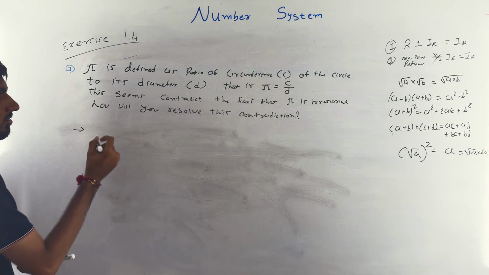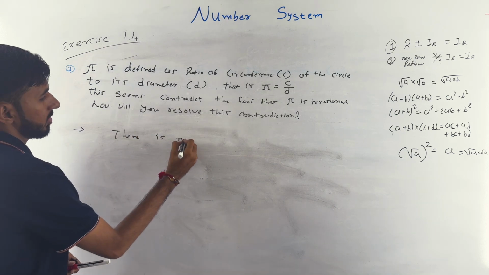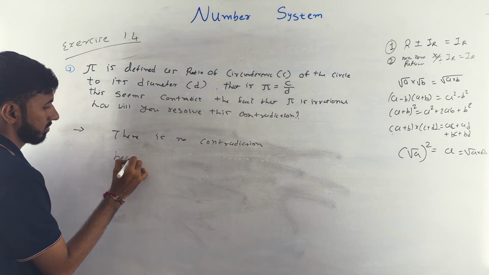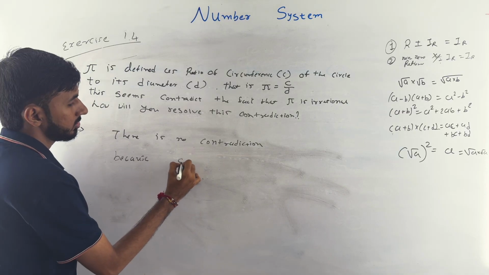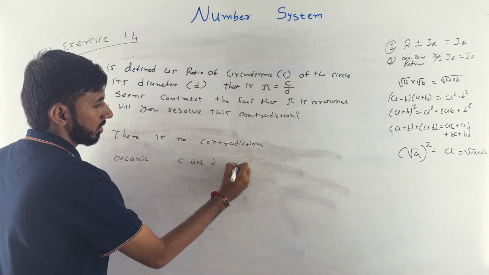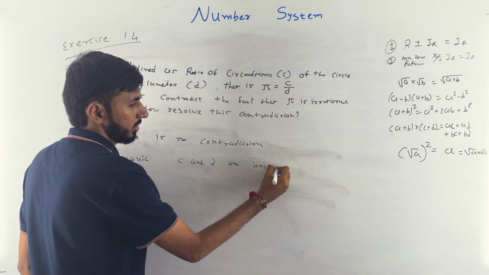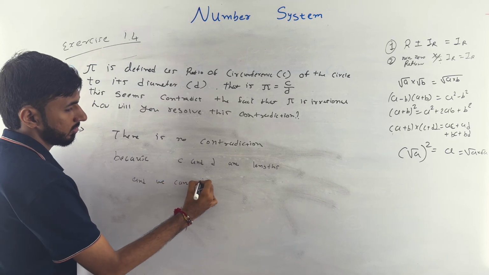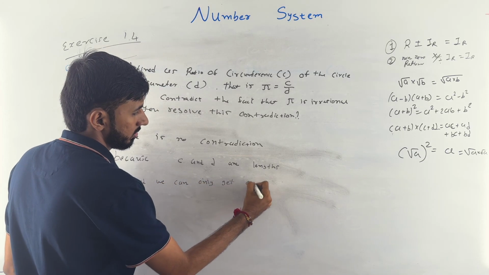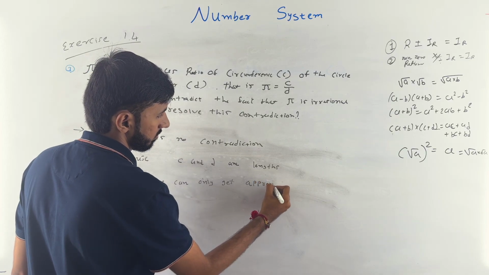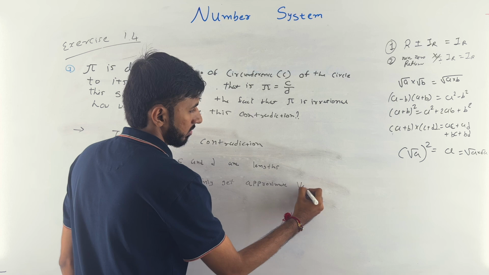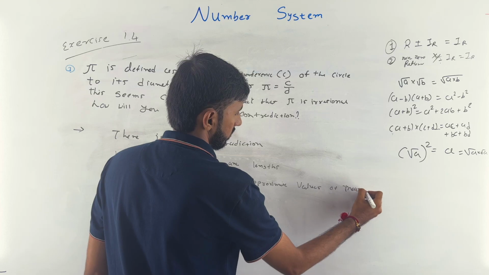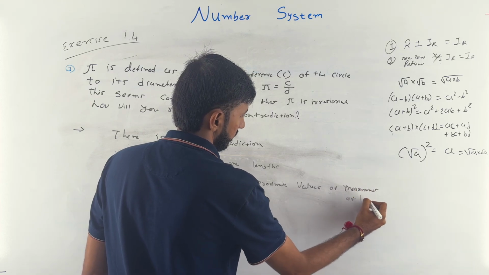So I can write that there is no contradiction because C and D are lengths, and we can only get approximate values of measurements of length.